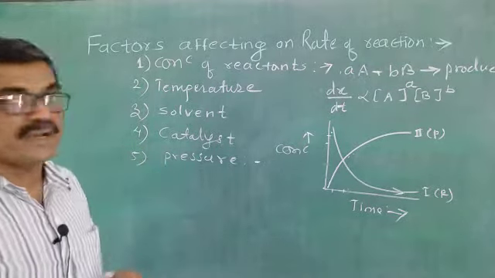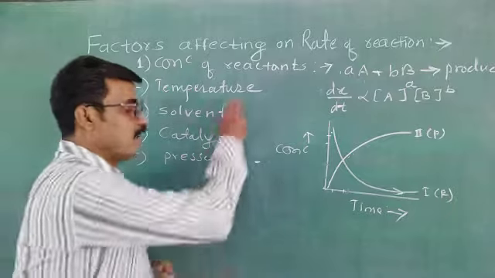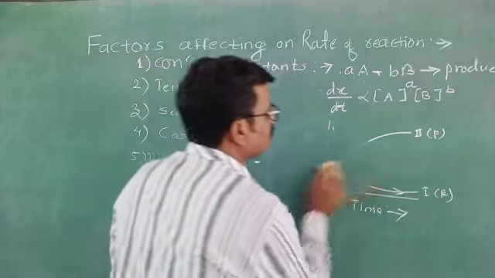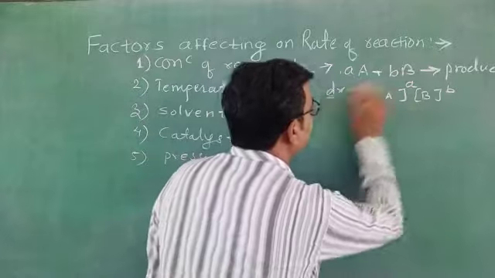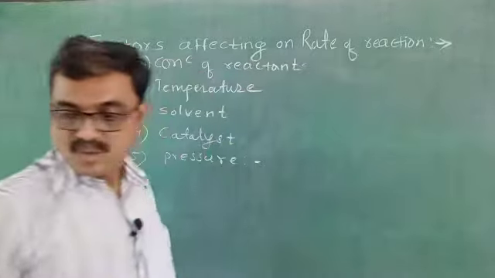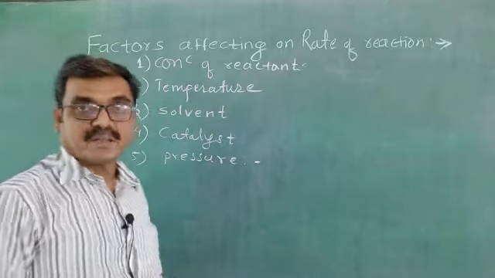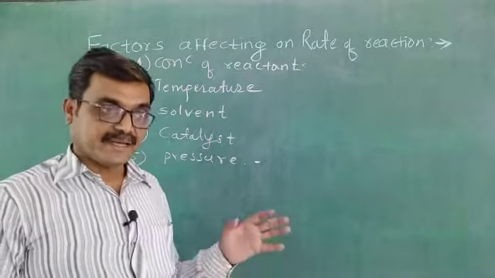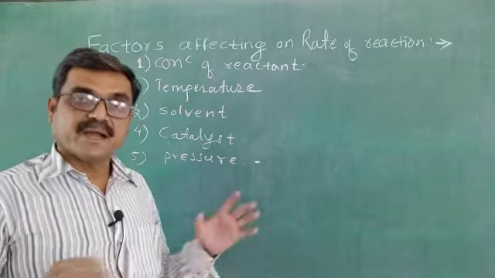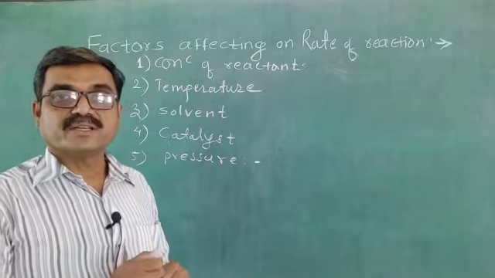Now the second point is temperature. As the temperature increases, what happens? The rate of reaction also increases. Why is this so? Because due to the increase in temperature, the kinetic energy of the reacting species increases, their number of collisions increases, and the rate of reaction also increases.